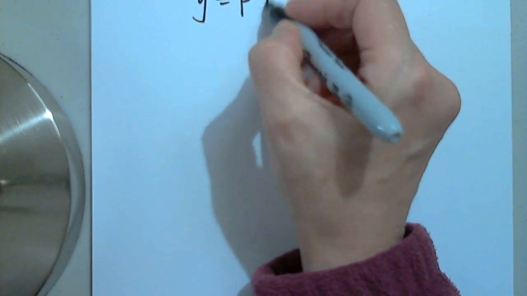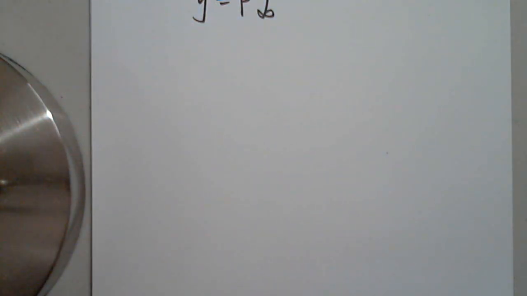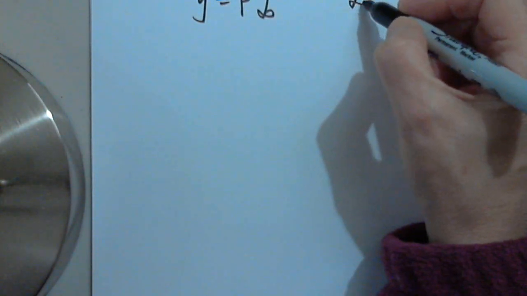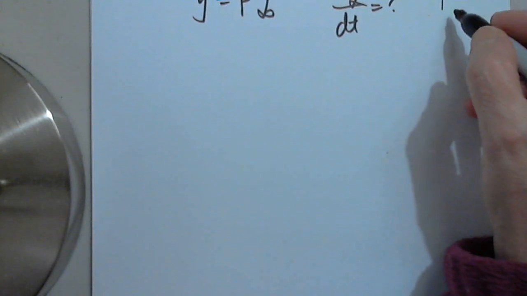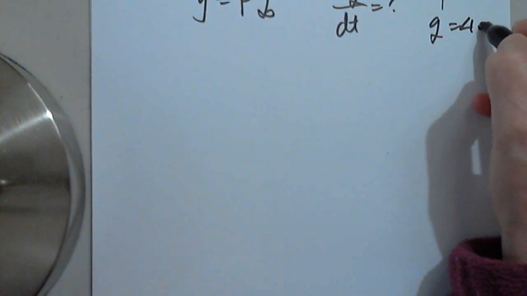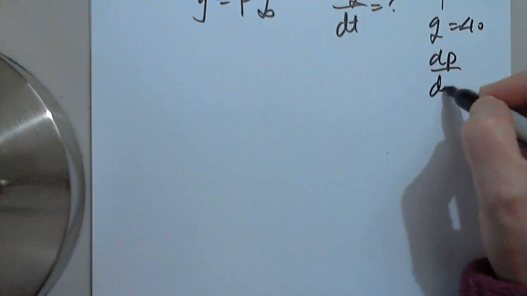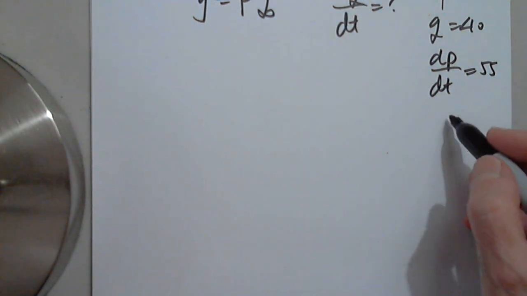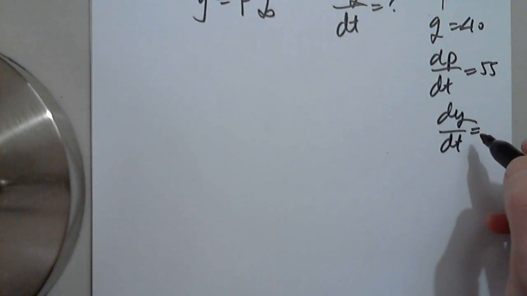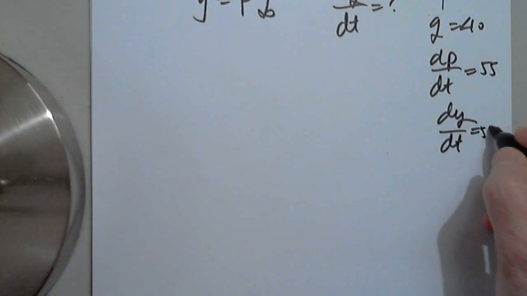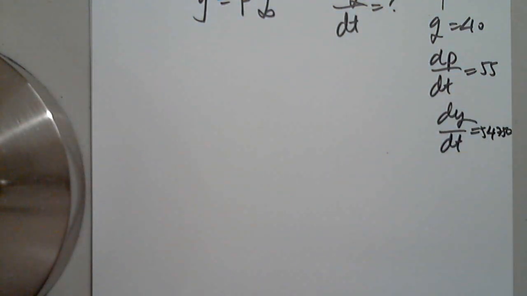17. So y equals p squared times q. And they're asking us to find dq over dt, okay? And they're giving us a bunch. P equals 15, q equals 40, dp over dt equals 55, and dy over dt equals 54,750.